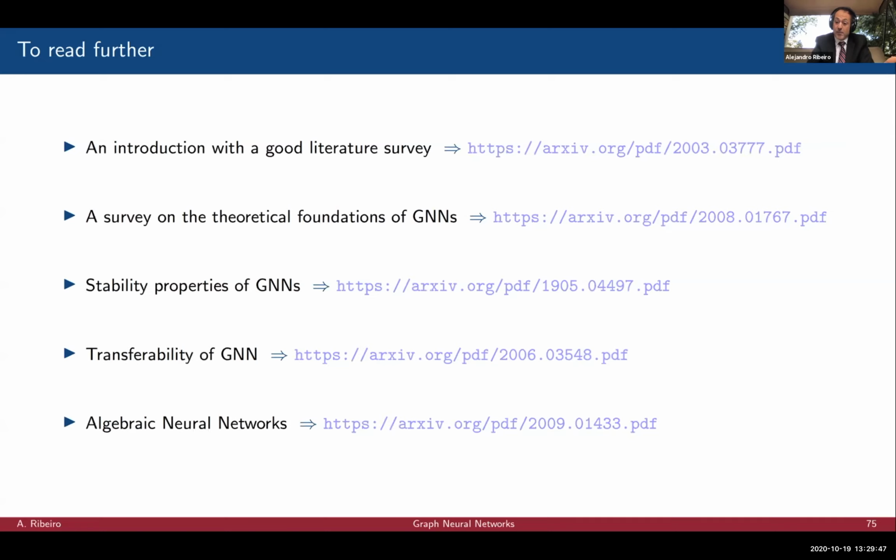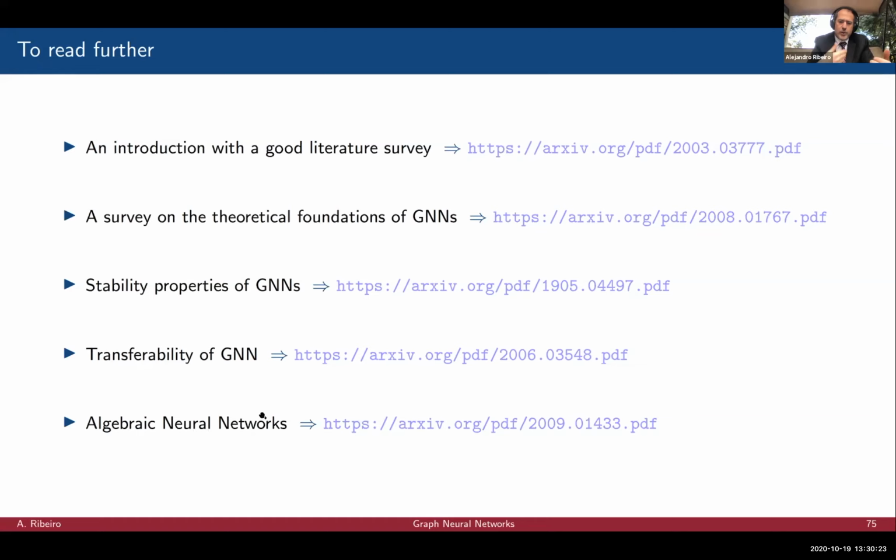I owe you a lot of references. I haven't told you about the beautiful literature on graph neural networks, of which I am responsible for a small, tiny fraction. This is a good survey where you can find a lot of good papers to read. This is a survey on theoretical foundations of GNNs. This is mostly a survey of our work on graph neural networks. You can find it here. If you want to read the paper on stability properties of graph neural networks, it's here. We have also investigated transferability of GNNs. You can find this here.